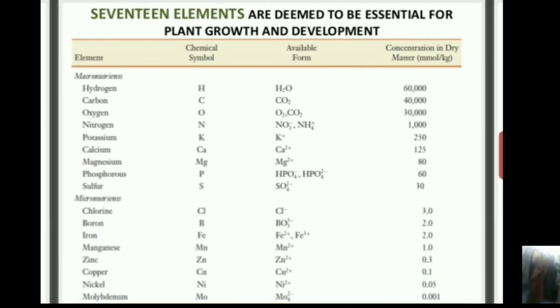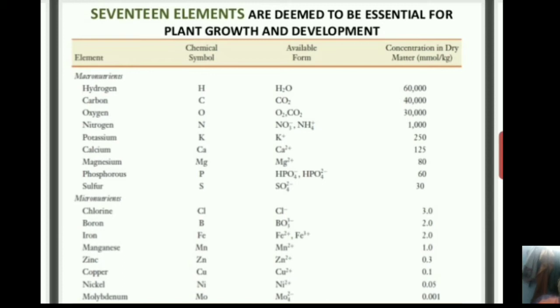So 17 elements are deemed to be essential for plant growth and development. Out of that, some are classified under macro elements, some under micro elements. So macro elements are, as we already discussed, hydrogen, carbon, oxygen, nitrogen, potassium, calcium, magnesium, phosphorus, and sulfur.